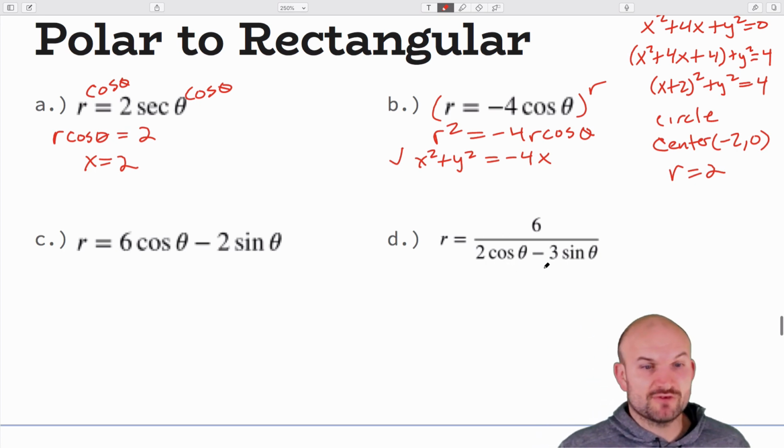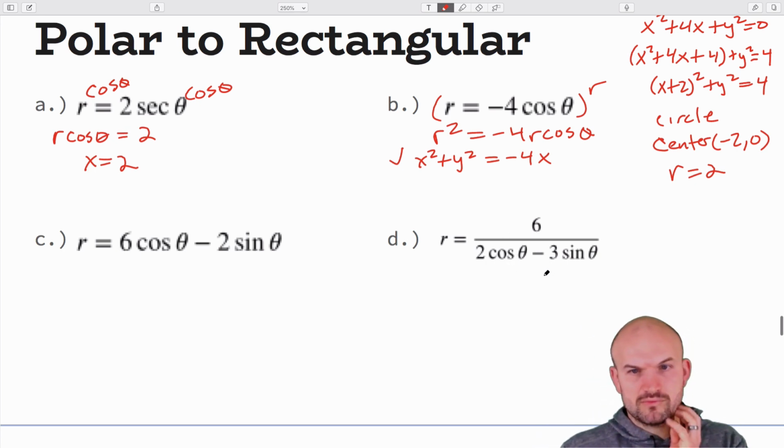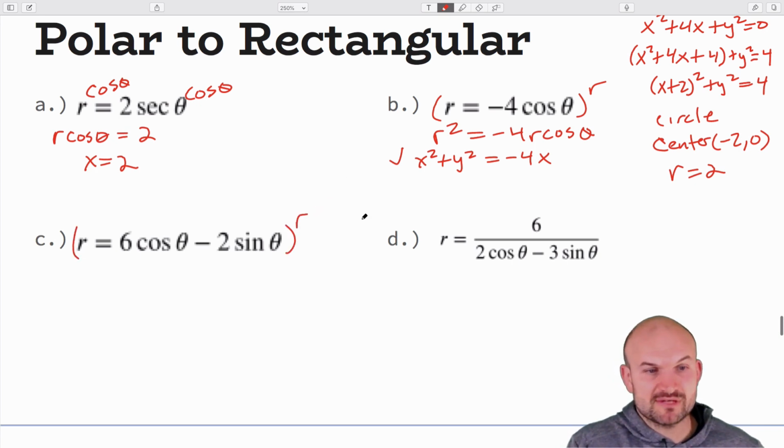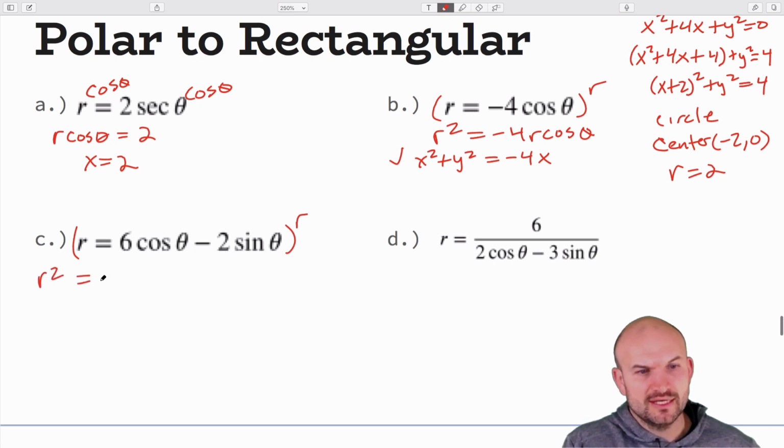All right, so for the next one, we're going to want to do the same thing. Like if I have a cosine of theta, sine of theta, I want those to be multiplied by r. So I'm just going to multiply everything times r. I get r squared equals 6r cosine of theta minus 2r sine of theta.